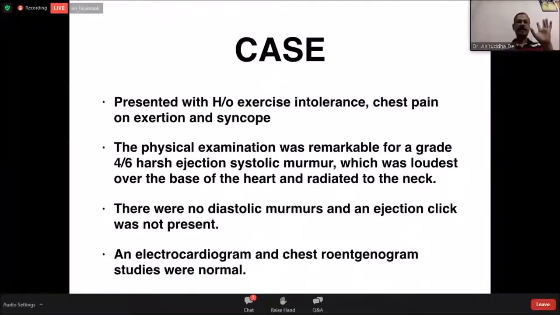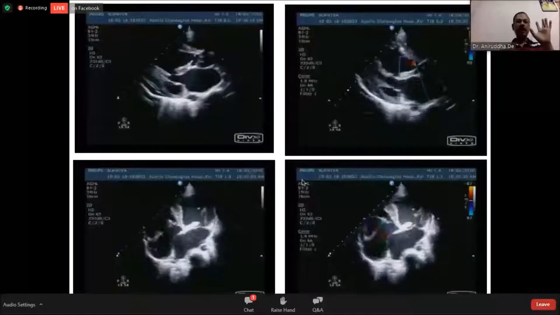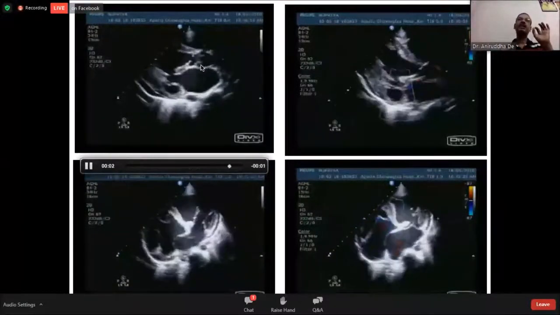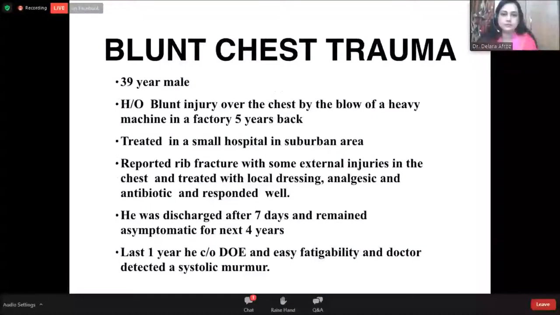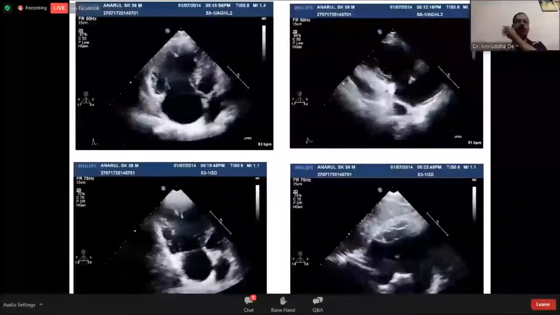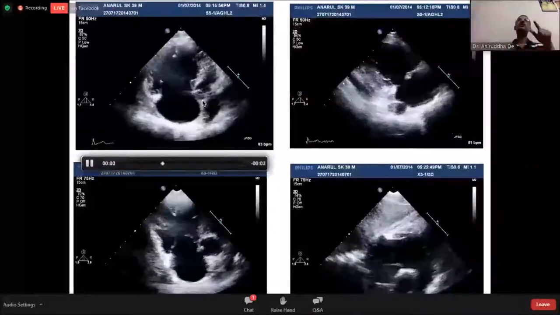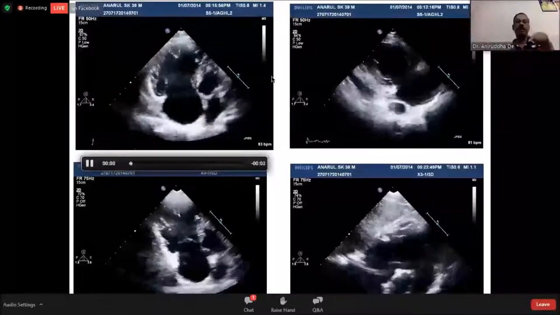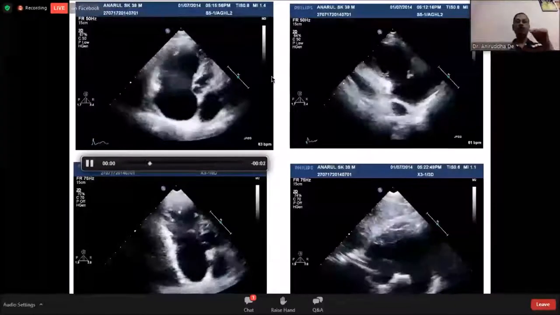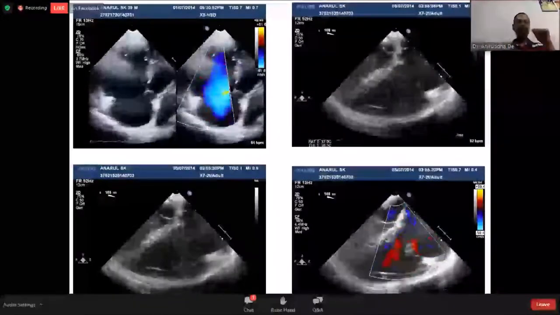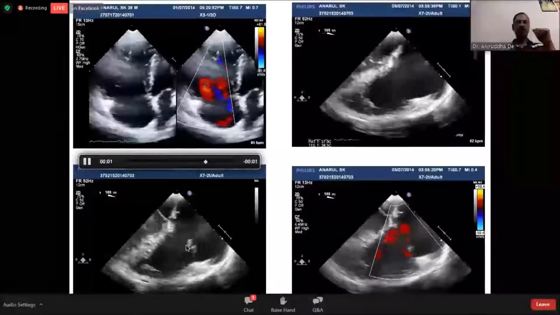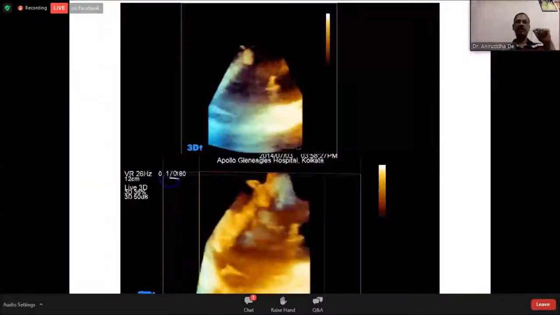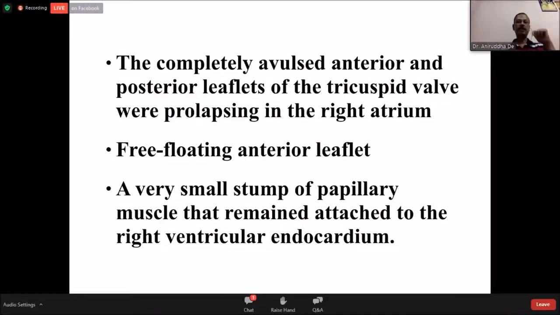And there is another case of Ebstein's with accessory mitral valve tissue. It is a very, very rare entity. And the last case is a blunt chest trauma where this is a young boy who had a history of injury 5 years back, and now has come symptomatic with a severe, totally avulsed tricuspid valve from the papillary muscle. The same thing you can see in the 3D, completely avulsed.